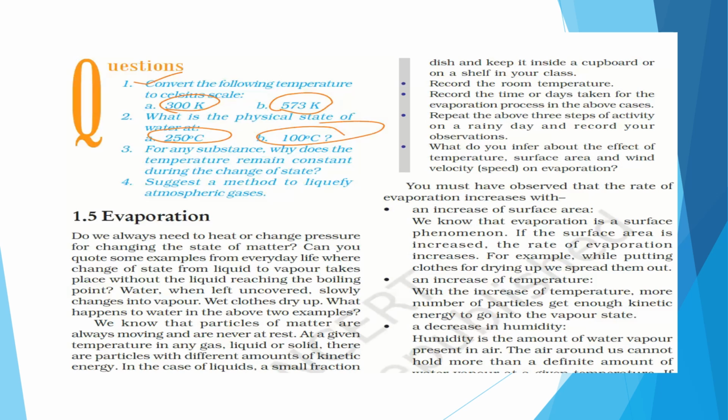For any substance, why does the temperature remain constant during the change of state? This is very important, and I have discussed the latent heat, right? So with that you should discuss this answer. Write it first. If you are not getting it, then again ask me. Suggest a method to liquefy the atmospheric gases. These we have already taught.